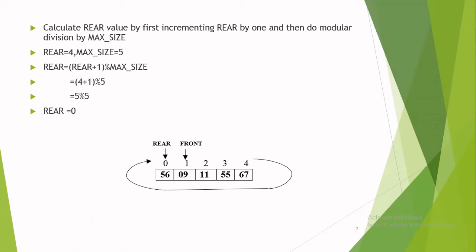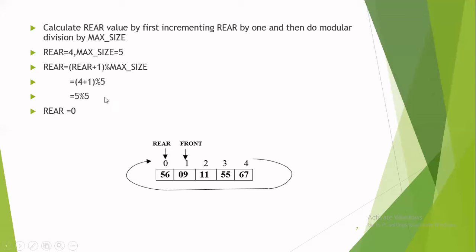As I have told you, to move the rear pointer from the index location 4 to the 0th location, we are going to use the formula rear equals (rear plus 1) modular division of maximum size. So when you substitute the values for these variables, you will get (4 plus 1) modular division of 5. So that is 5 modular division of 5. When 5 is divided by 5, the remainder will be 0. So now the rear pointer will point to index location 0.